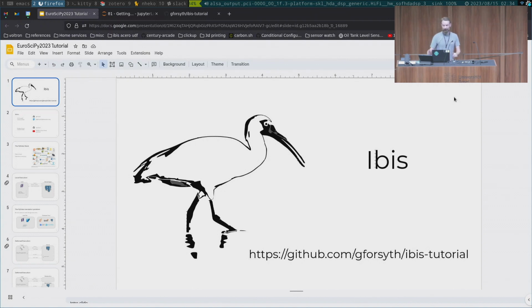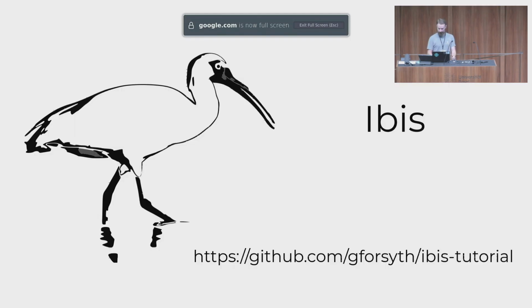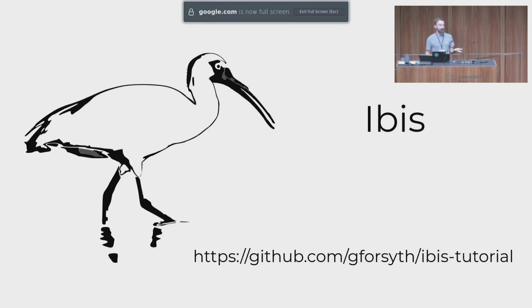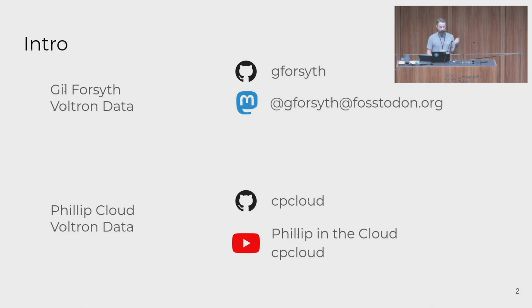OK. I'm going to start with just a few slides, and then I promise no more. This is just to give a brief overview of what Ibis is. Maybe you know already because you're in this room, but maybe you don't, in which case, just to walk you through it. So this is the Ibis tutorial. If you don't want to learn about Ibis, you are in the wrong room. I am Gil Forsyth. This is Philip Cloud. We work at Voltron Data. Here are some places we are on the internet.